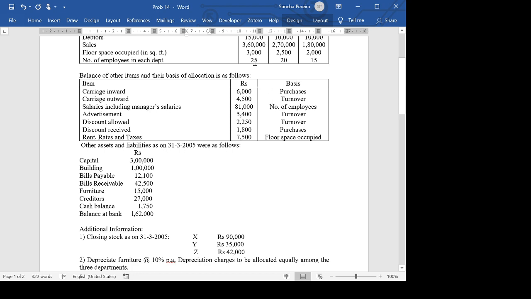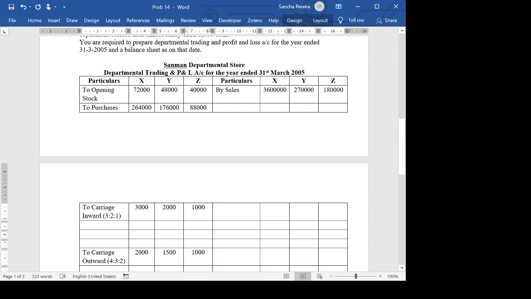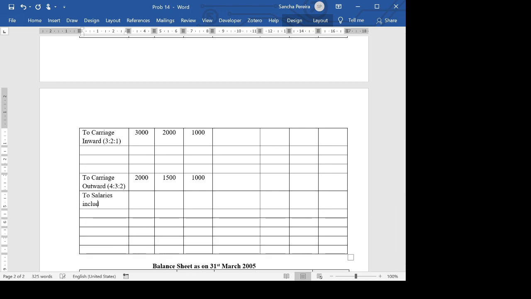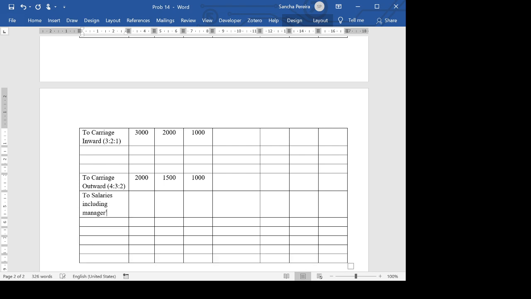Okay, so salaries, number of employees here, if you see 25, 20 and 15. So you can easily divide this by 5: 5 fives are 25, 5 fours are 20, 5 threes are 15. So 5 is to 4 is to 3. 81,000 divided in the ratio of 5 is to 4 is to 3. So salaries including managers' salaries in the ratio of 5 is to 4 is to 3.